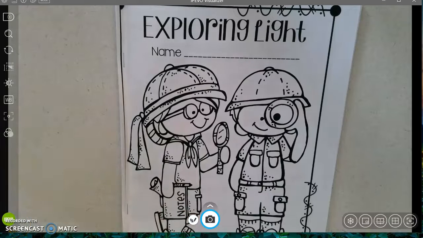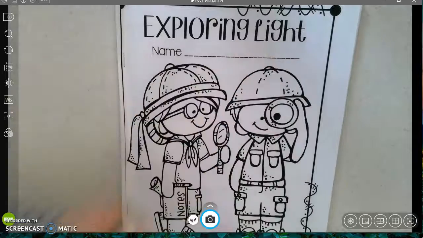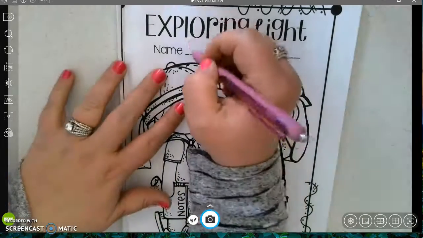Today for science, we're going to start exploring light. Last couple weeks, we've been looking at sound. We're starting to look at light. We have a new workbook, Exploring Light. It looks just like the sound one, but this word is different, so make sure you have the right one.